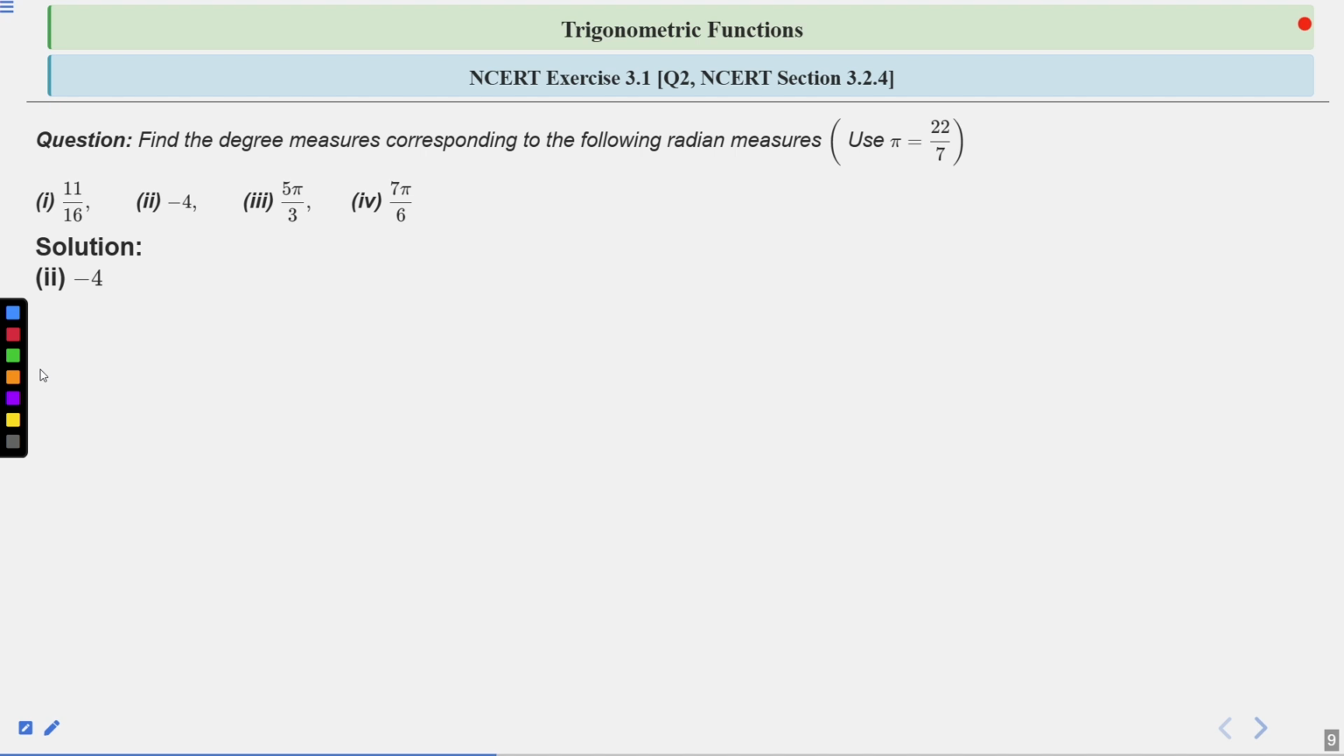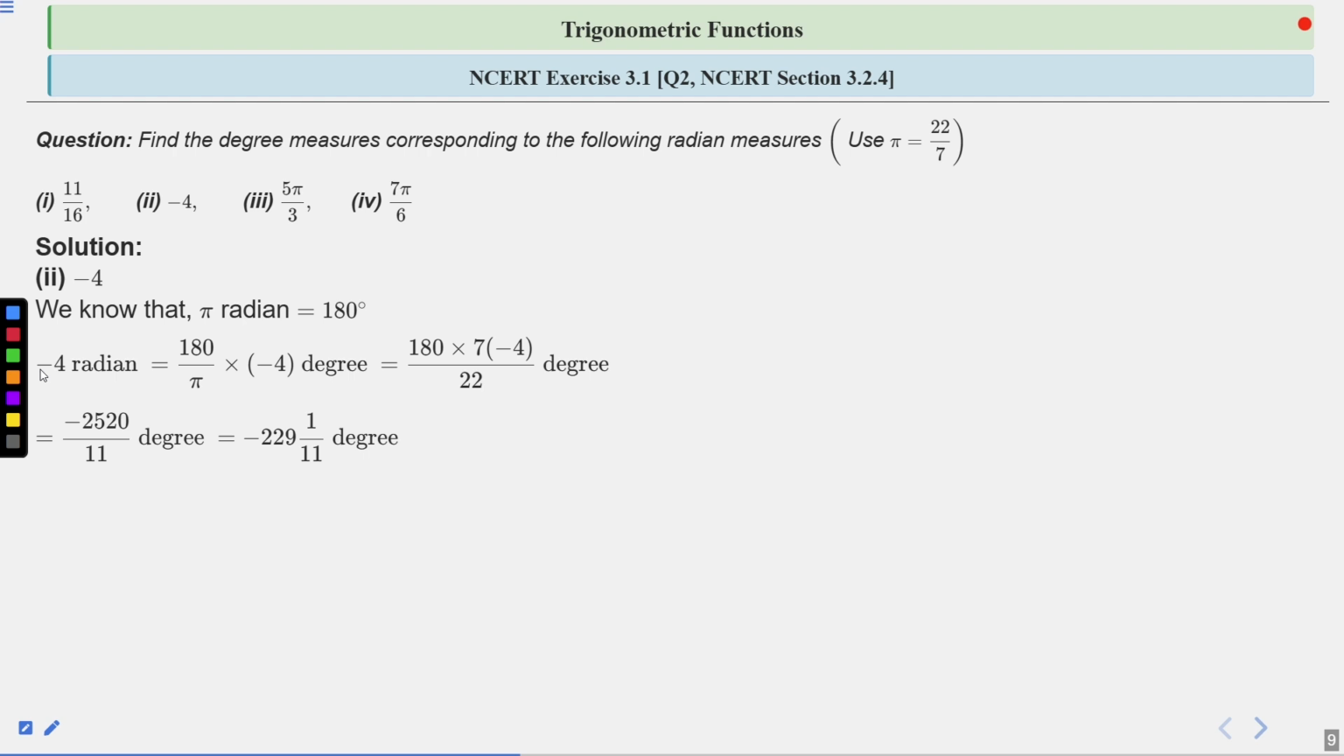So for second part, which is minus 4 radian, we know that pi radian is equal to 180 degree, right? So we can write minus 4 radian as 180 upon pi into minus 4 degree, which is equal to 180 into 7 into minus 4 upon 22 degree. We have put pi as 22 upon 7, right? So which is equal to minus 2520 upon 11 degree, which can be written in the mixed fraction as minus 229 mixed 1 by 11 degree, right?